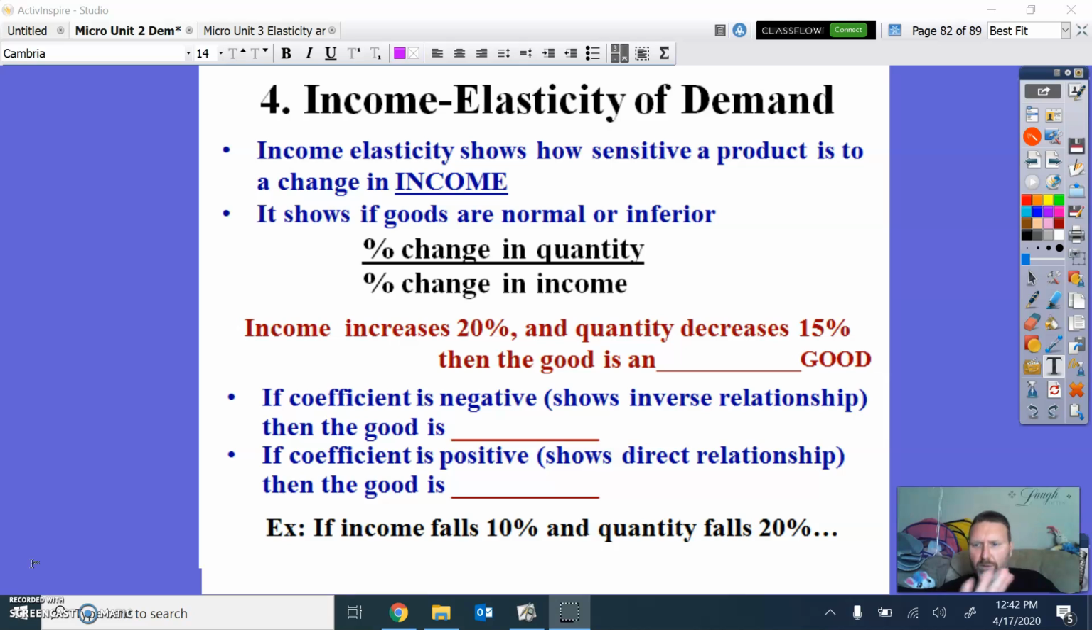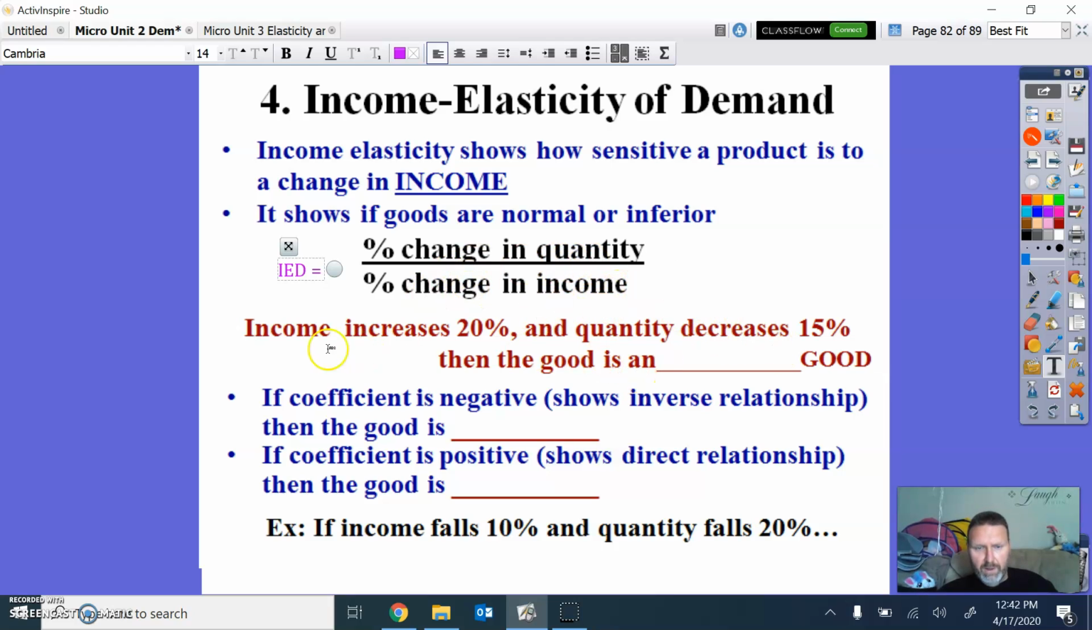Okay, no review on anything today in the podcast, but income elasticity of demand. What this does is it shows how sensitive something is to a change in income. It also identifies if goods are normal or inferior. So how do you calculate income elasticity of demand? I'll put that over here. IED equals the percentage change in quantity over the percentage change in income.